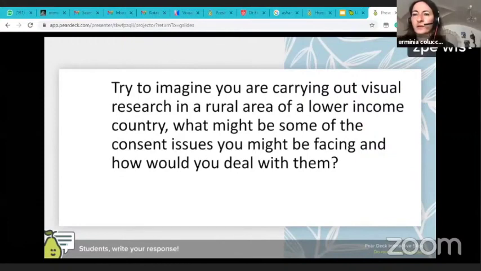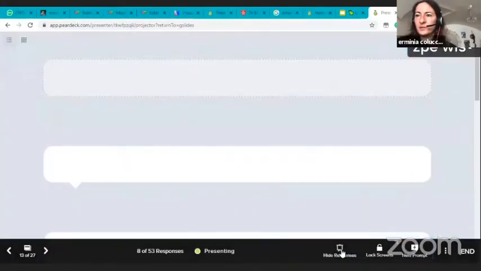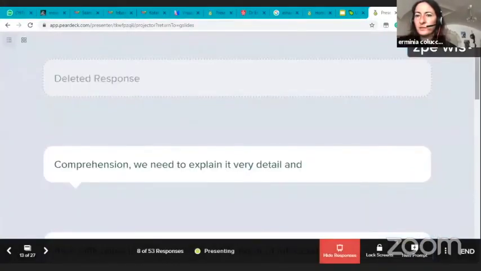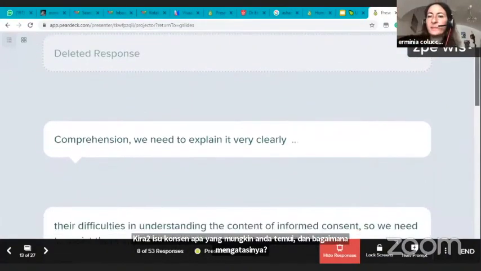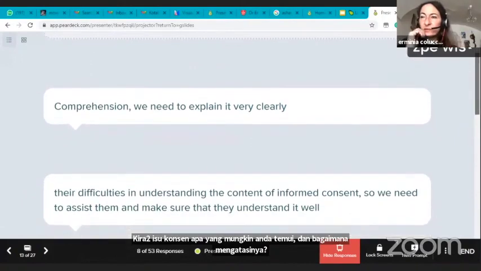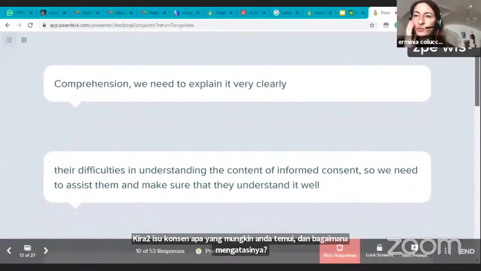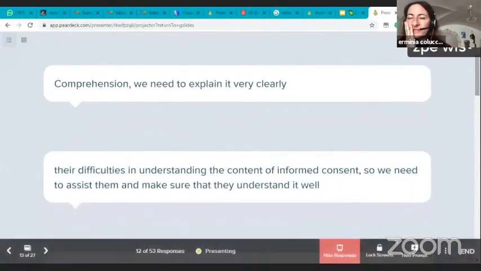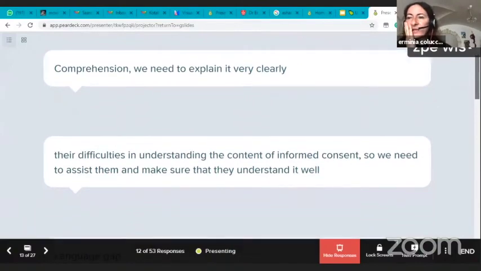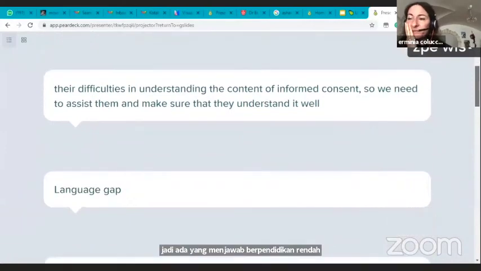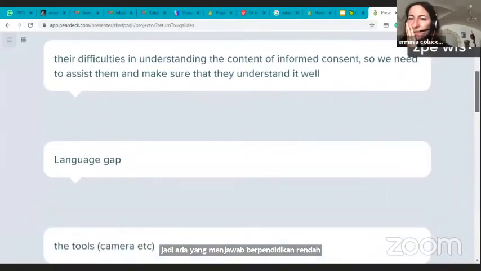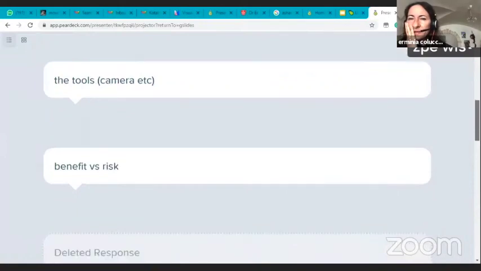Let's see some responses. Okay. So Danang also wrote in the chat that people might be low educated, so lack of education, maybe comprehension. We need to explain it very clearly. Difficulty understanding the content of informed consent, so we need to assist them and make sure that they understand it well. Language gap, very important. Mm-hmm. The tools. I don't know what the person writing the tools camera meant. So can you maybe explain more?